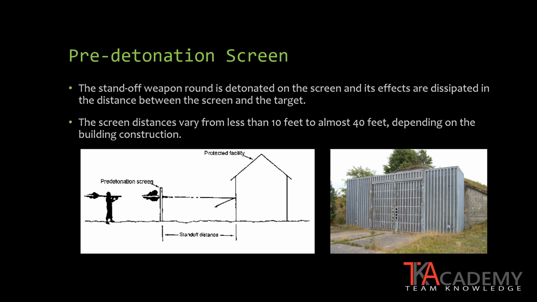A pre-detonation screen is a way to mitigate the impact of a standoff or ballistic weapon being fired at a building. The weapon round is detonated on the screen, and the effects of it are dissipated in the distance behind it. The screen distances vary from less than 10 feet to almost 40 feet depending upon the building construction. This may be highly effective for weapons such as rocket-propelled grenades or other such explosive ballistics, but it is also more costly and very unsightly to implement on a building project.